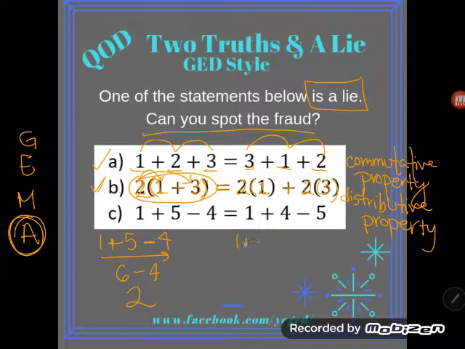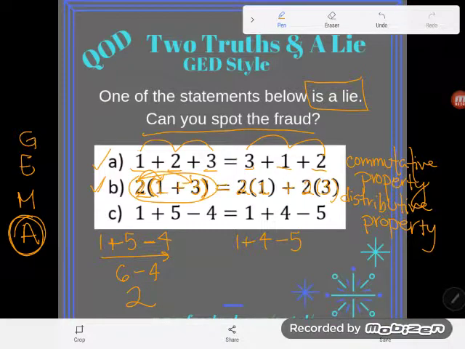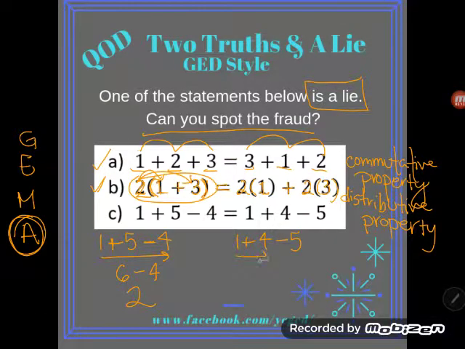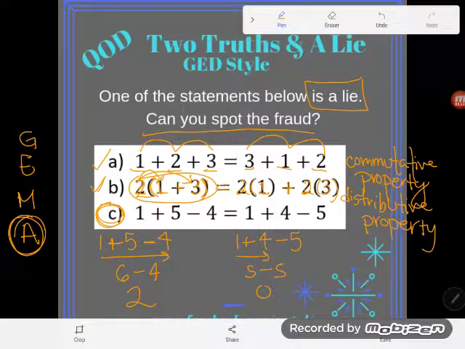Now let's try this side. 1 plus 4 minus 5. Once again, addition and subtraction are on the same step, so we should move from left to right. 1 plus 4 is 5, and if I subtract 5 from that, I get 0. Yep, the left and the right do not match. C is the lie.